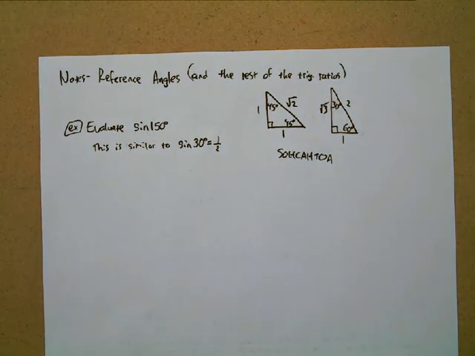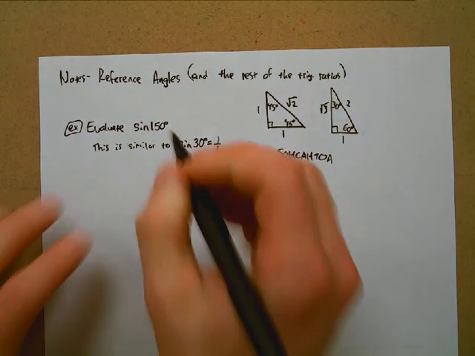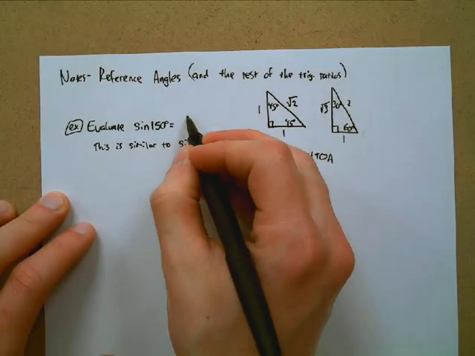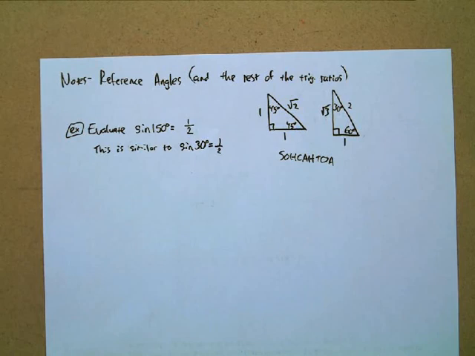So sine of 150 degrees will also be 1/2. And that's pretty much it. Okay, just using reference triangles there.